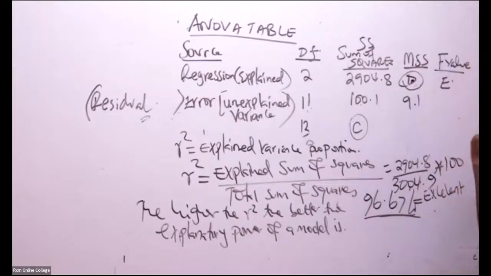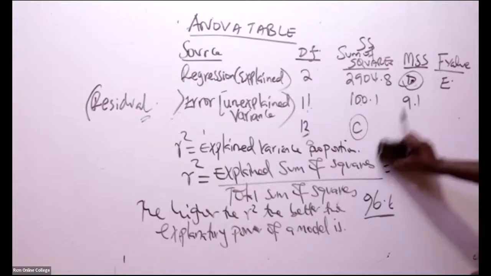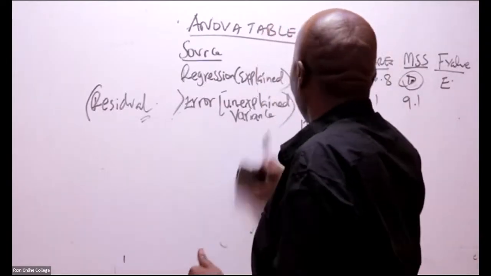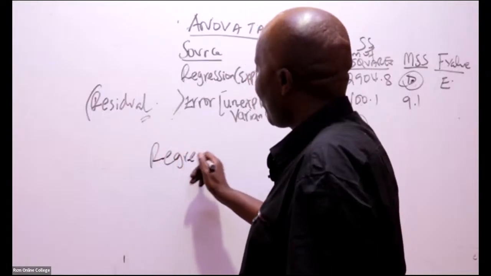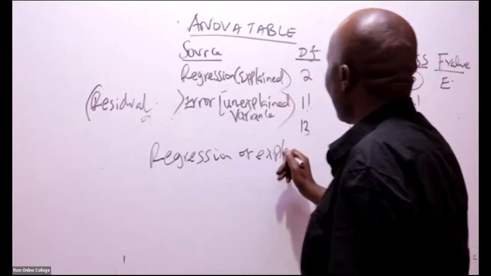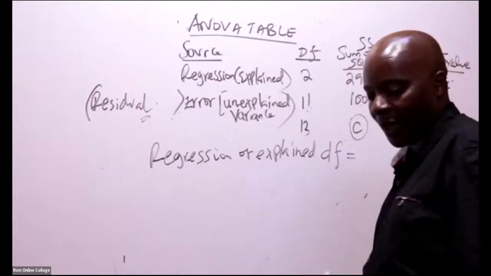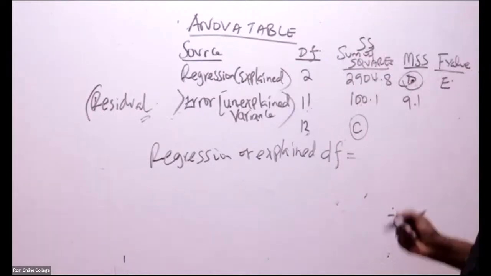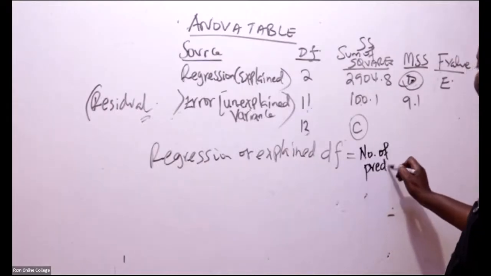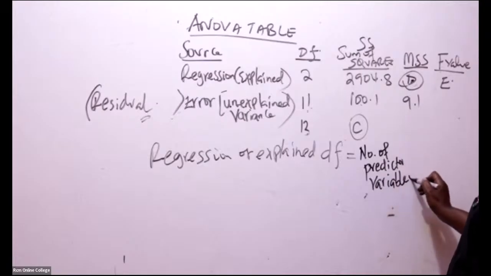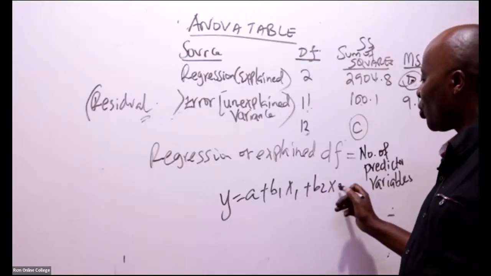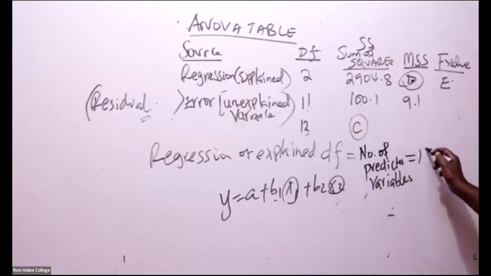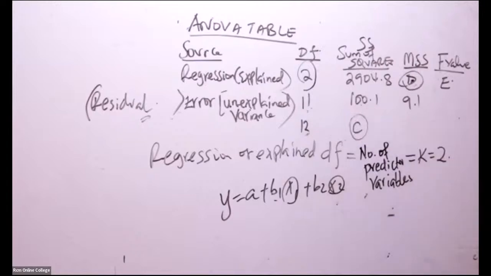So with your permission, I should be able to go backward a little bit and explain how this 2 was gotten. All right, so how do we get this 2? To get the regression, or explained, degrees of freedom, this will always be equal to the number of predictor variables. So remember we had y equals a plus b1 x1 plus b2 x2. These are the predictors. There are only 2. So the number of predictor variables is equal to k, which in this case equals 2. Thank you very much, Tomno, for bringing that up.